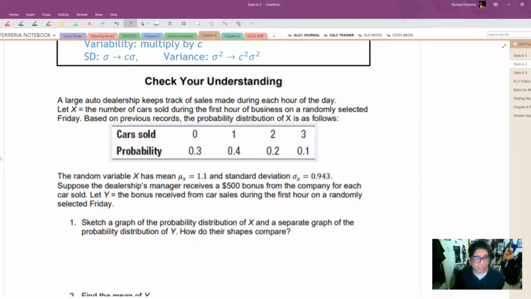That's nice. Suppose the dealership's manager receives a $500 bonus from the company for each car sold. Let Y be the bonus received from the car sales during the first hour on a randomly selected Friday. Sketch the probability distribution of X and a separate graph of the probability distribution of Y. How do the shapes compare?